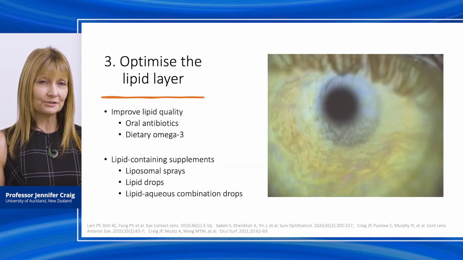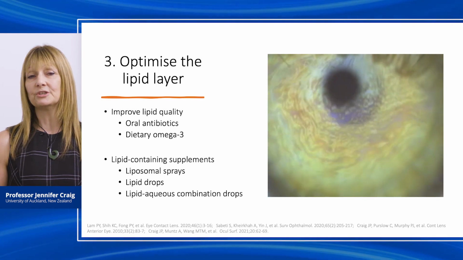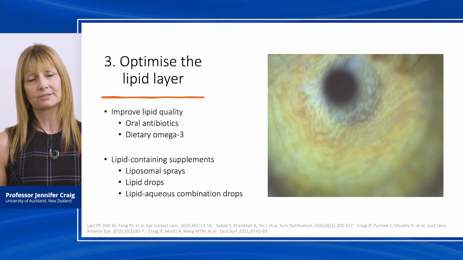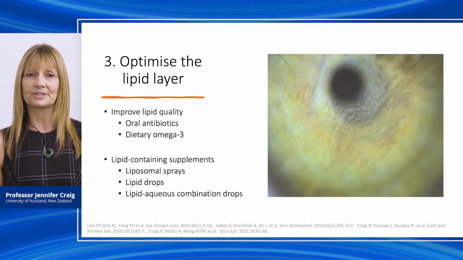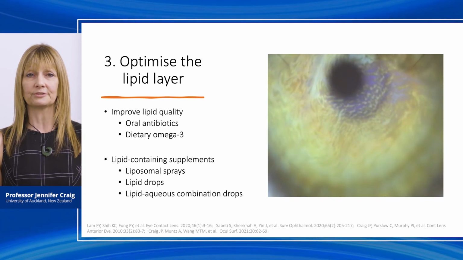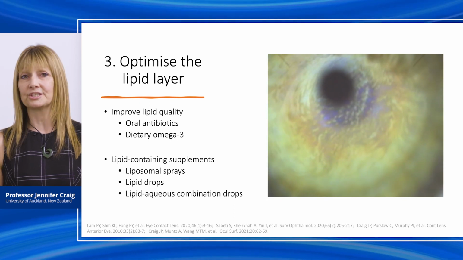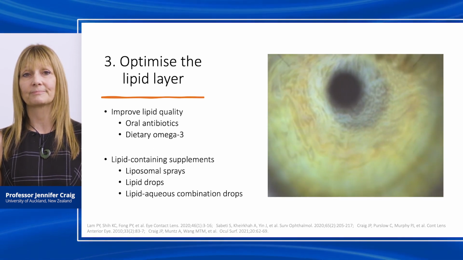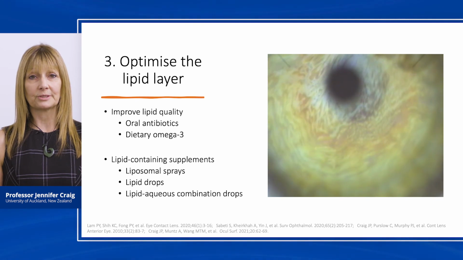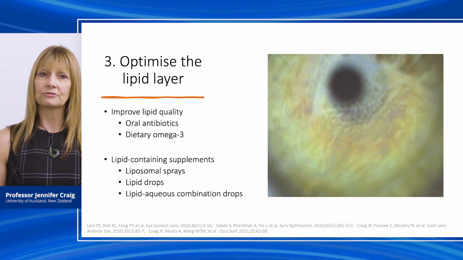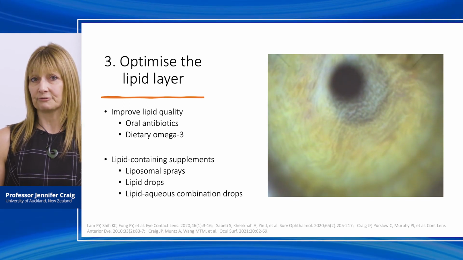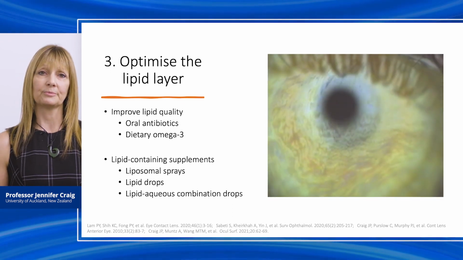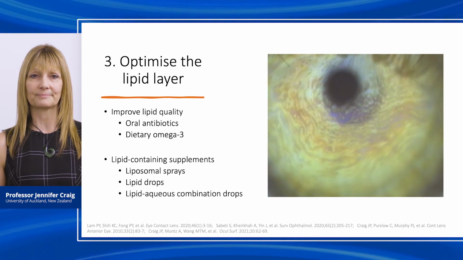Finally, if the lipid layer is still not of an optimal quality to be able to remain continuous over the surface, or if there's simply not enough lipid, you might need to consider some additional treatments. Improvements in lipid layer quality have been observed with low-dose antibiotics that are employed for their anti-inflammatory benefits as much as for their antibacterial properties, as well as with higher levels of omega-3 essential fatty acids in the diet. For patients unable to achieve an adequate lipid layer from their natural lipids, there's an increasing range of supplements that contain lipids either in a spray form, as lipid-only drops, or as lipid aqueous combination drops, which seek to supplement both the aqueous and the lipid components of the tears.